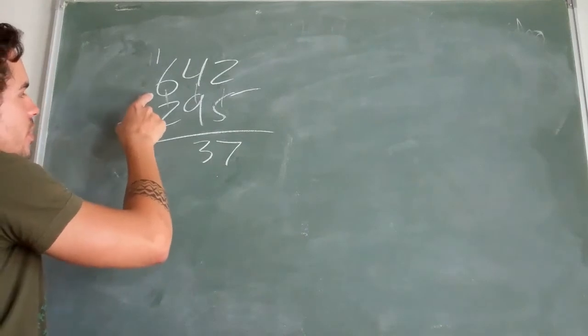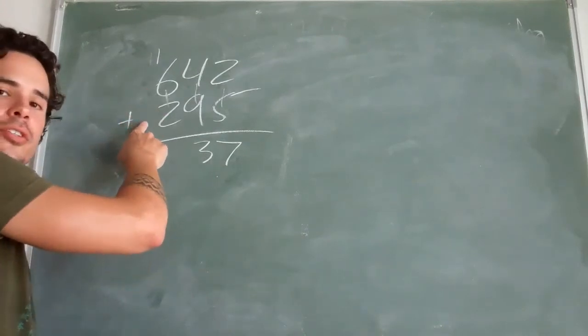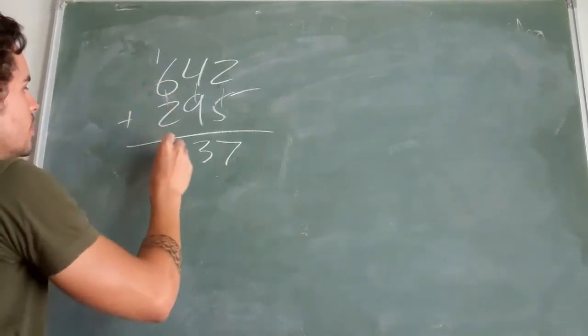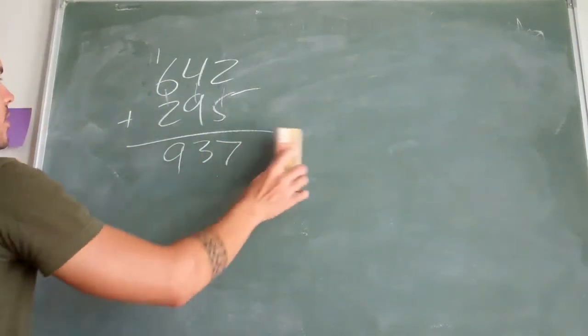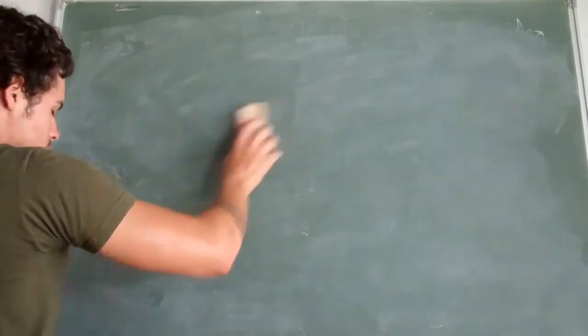Okay, so now we're still adding up and down. 6 plus 2, which is 8, plus 1, which is 9. 937. Okay, there's some quick addition examples.